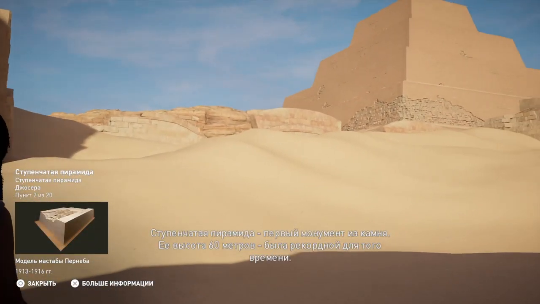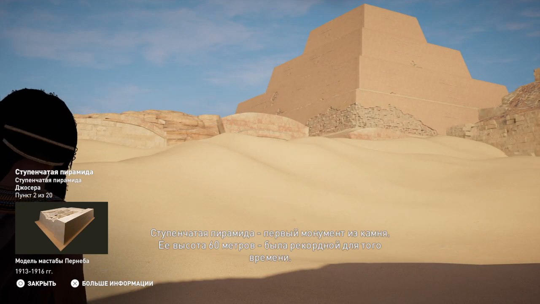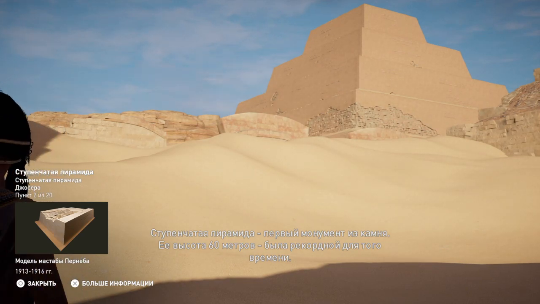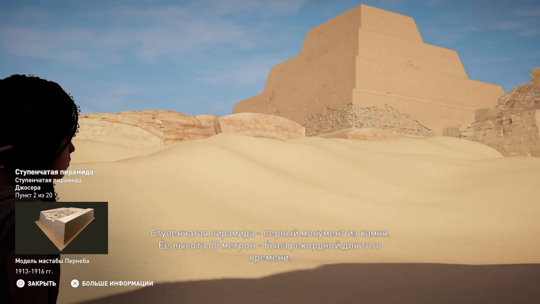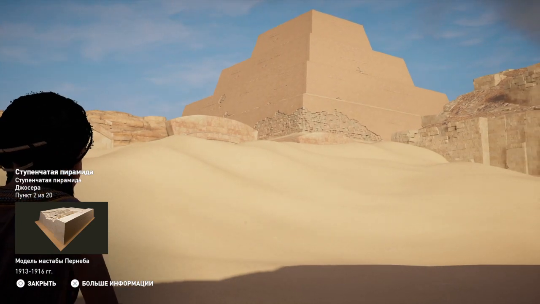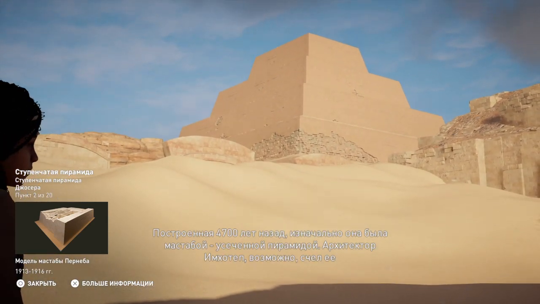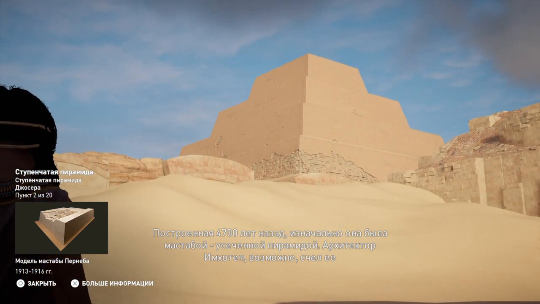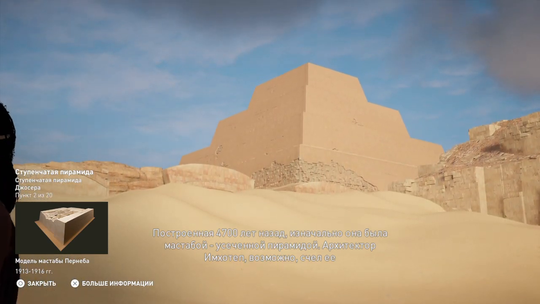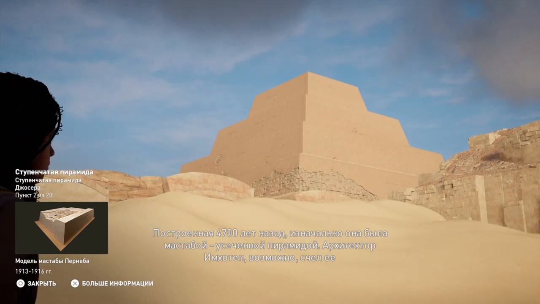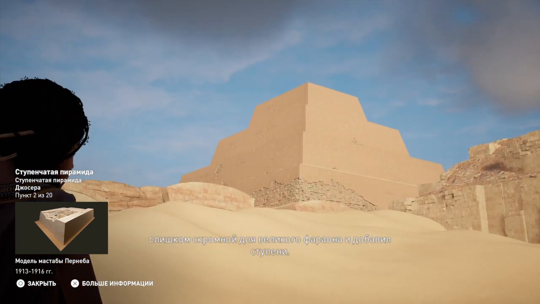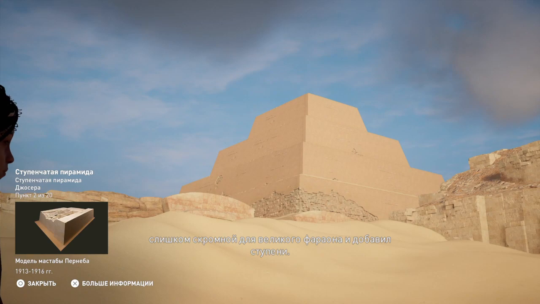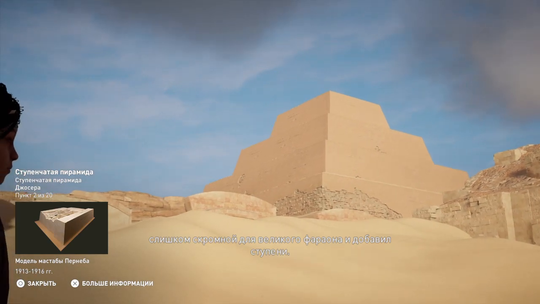The Step Pyramid is the first monument built of stone. Standing at 60 meters high, it was the tallest of its time. Built 4,700 years ago, it was originally intended as a mastaba, which was a flat-roofed rectangular tomb. Its famous architect, Imhotep, may have felt this was too humble for the great pharaoh Djoser and began to add the steps.